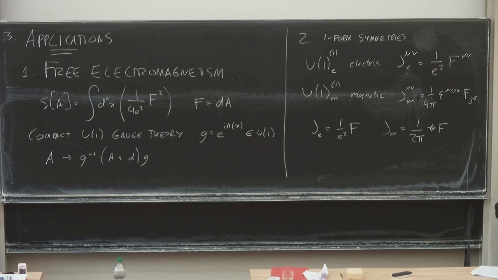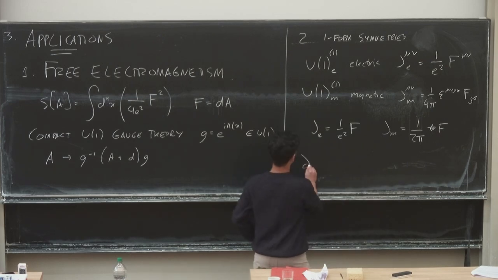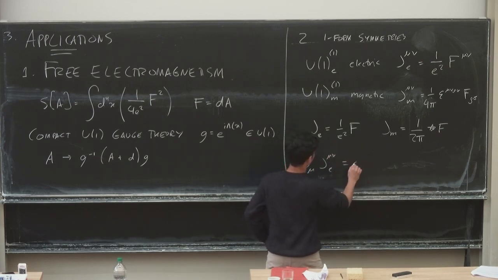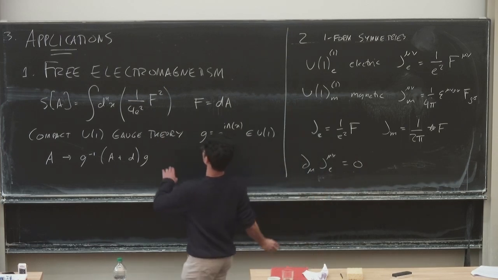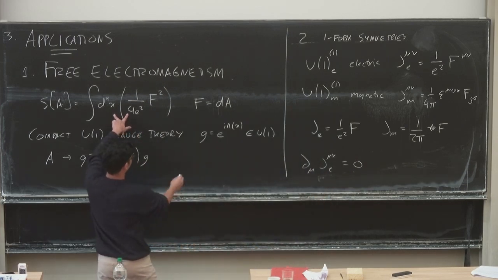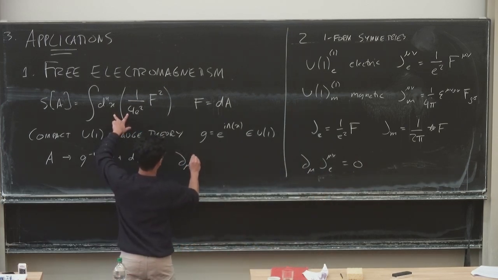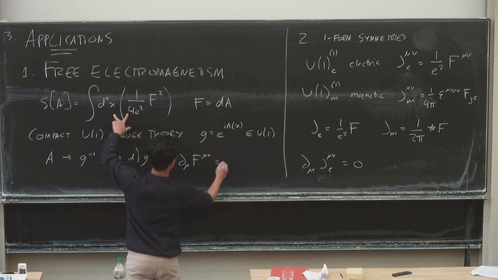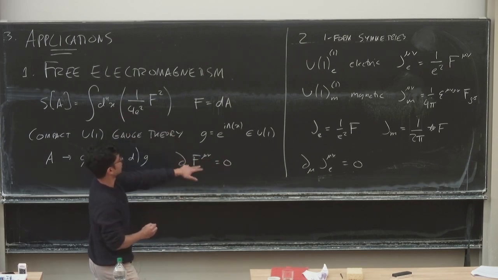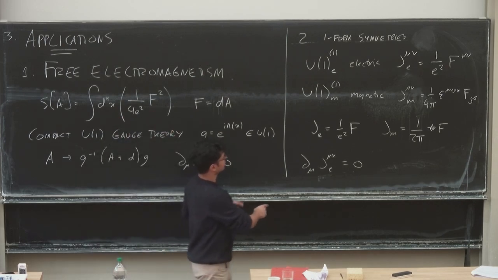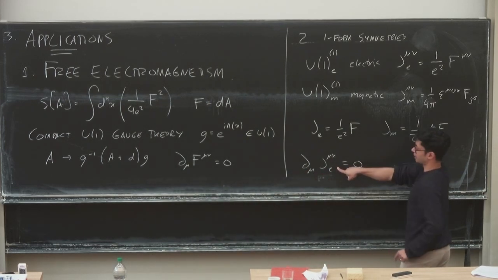So these are both conserved, right? ∂_μ J^{μν} electric equals 0. That follows from the equations of motion of this theory, which I did not write down. The equations of motion of free E&M, of course, are that ∂_μ F^{μν} equals 0. From varying this action, you get this. And that, of course, means that ∂_μ J^{μν} electric is 0.